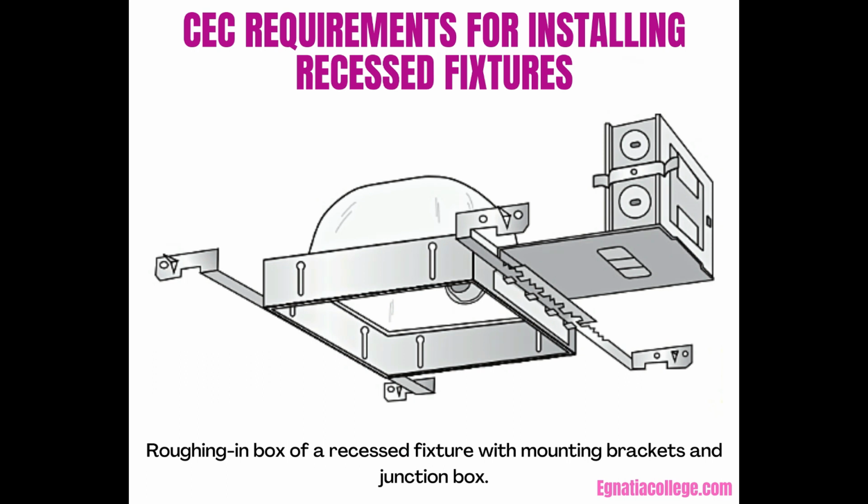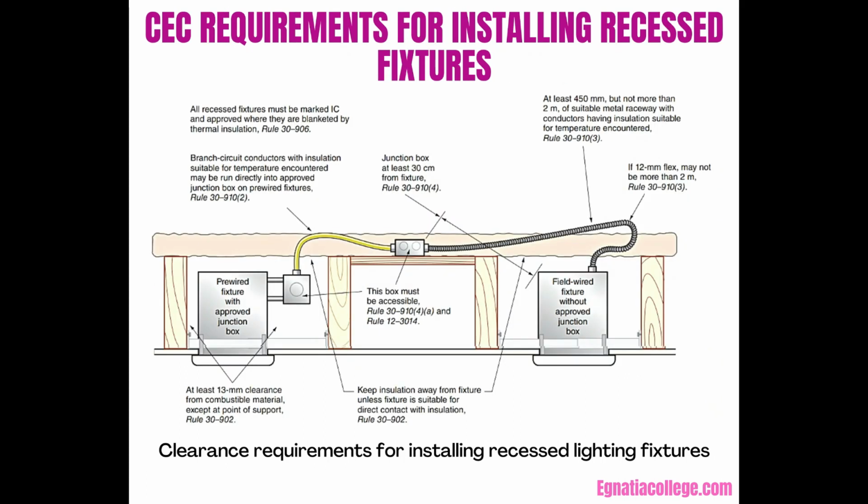This figure shows the roughing in box of a recessed fixture with mounting brackets and junction box. The branch circuit conductors are run to the junction box for the recessed fixture. Here they are connected to conductors whose insulation can handle the temperature at the fixture lamp holder. The junction box is placed at least 300 mm from the fixture, so heat radiated from the fixture cannot overheat the wires in the junction box.